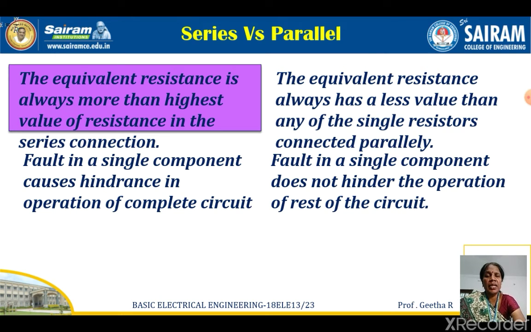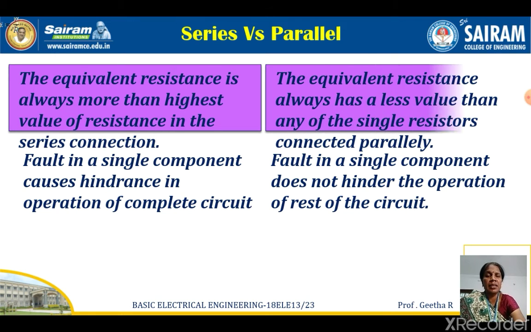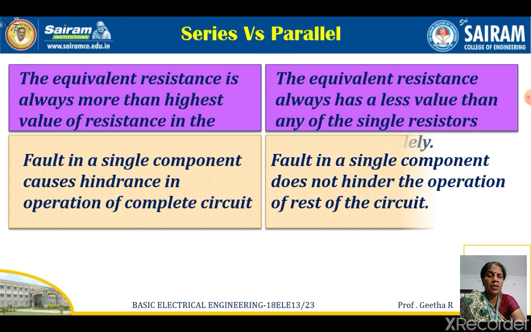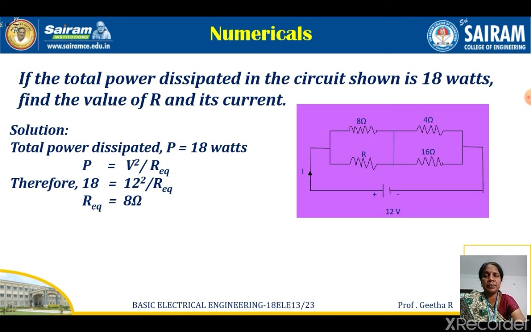But when connected in parallel, it will be less than the value of any single resistor. 5 and 5 connected in series give 10 ohms. When connected in parallel, they give 2.5 ohms. So a fault in a single component hinders the operation of the complete circuit in series, but a fault in a single component does not hinder the operation of the rest of the circuit in parallel.